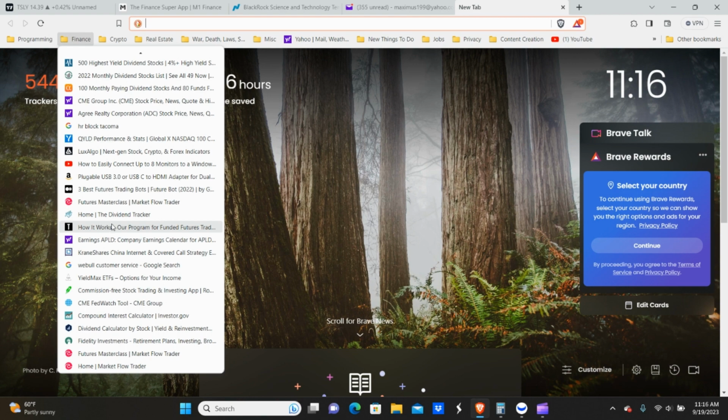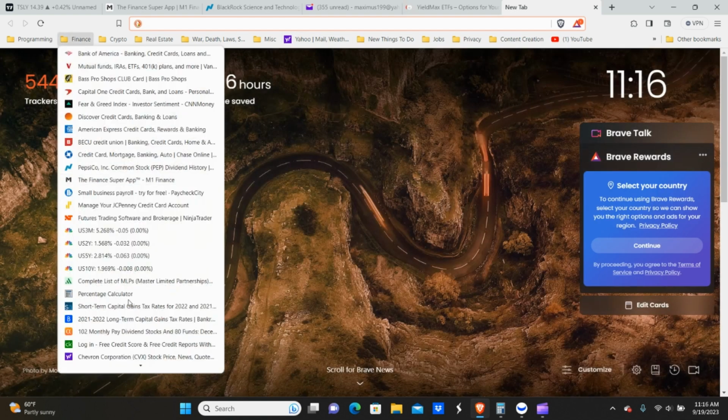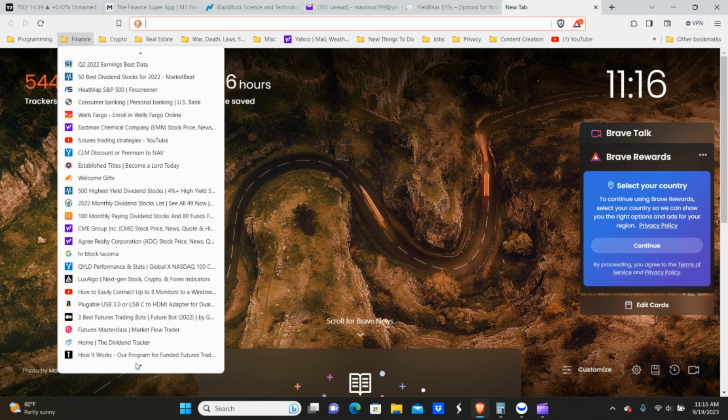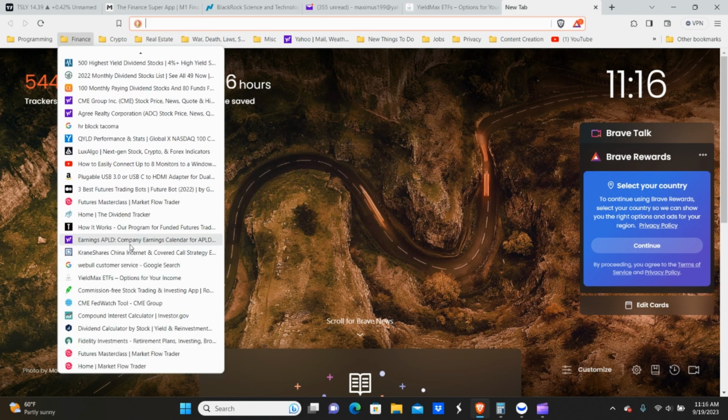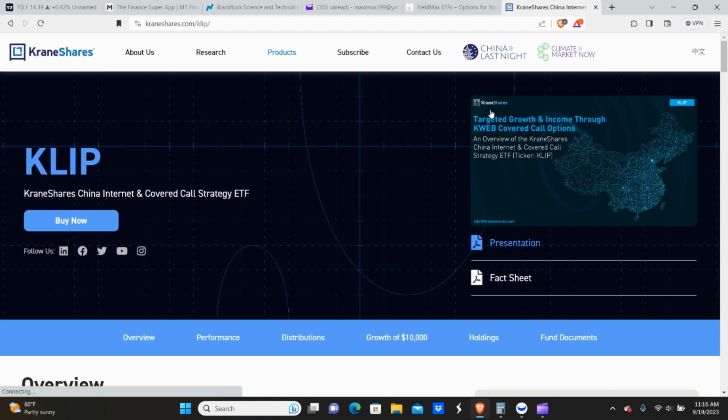So we got, see if I can find it. I really got a lot of tabs here. So you got the YieldMax funds, and we have the Crane Shares KLIP ETF. This is a prime example of rotation of capital. Okay, and you can do this with any two positions.